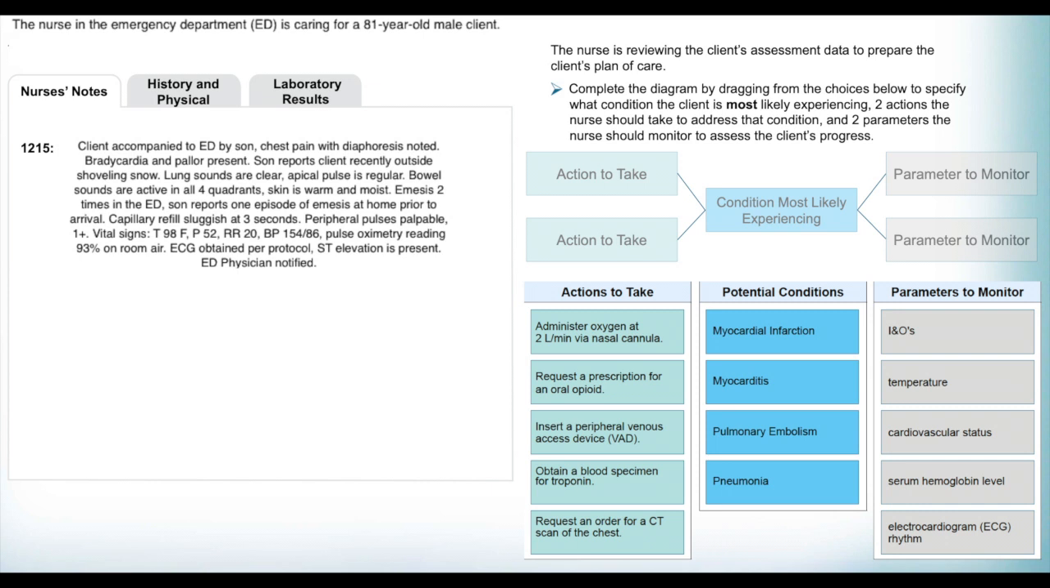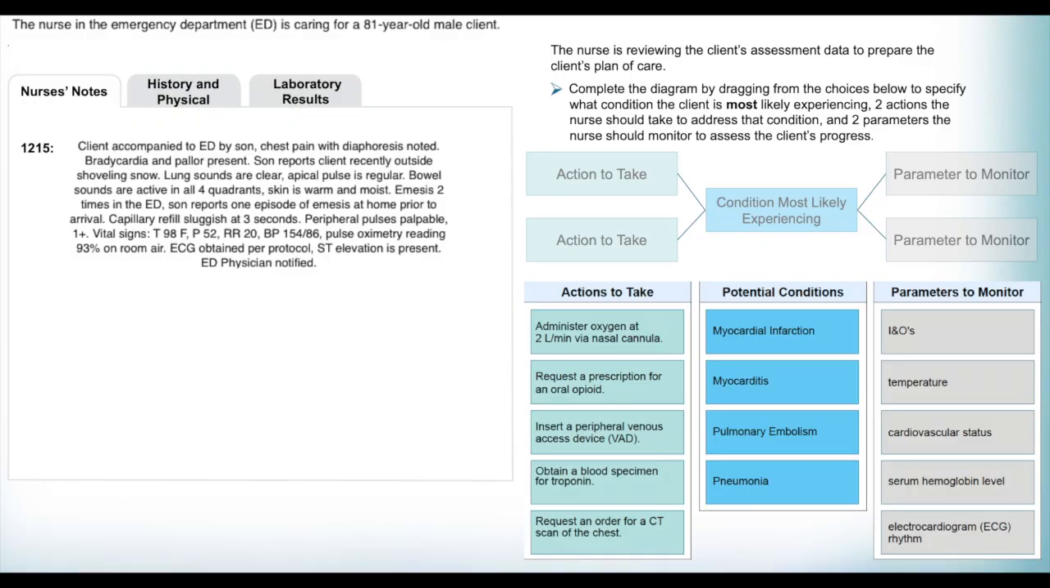For example, the blue tokens under the potential conditions heading in the sample bow tie item align with the similarly colored target area above it that says condition most likely experiencing. This design helps guide the proper placement of the option tokens. If a token has been placed on a target, it can be removed by either transferring it back to its designated column or replacing it with another token. The original token will then return to its proper column.